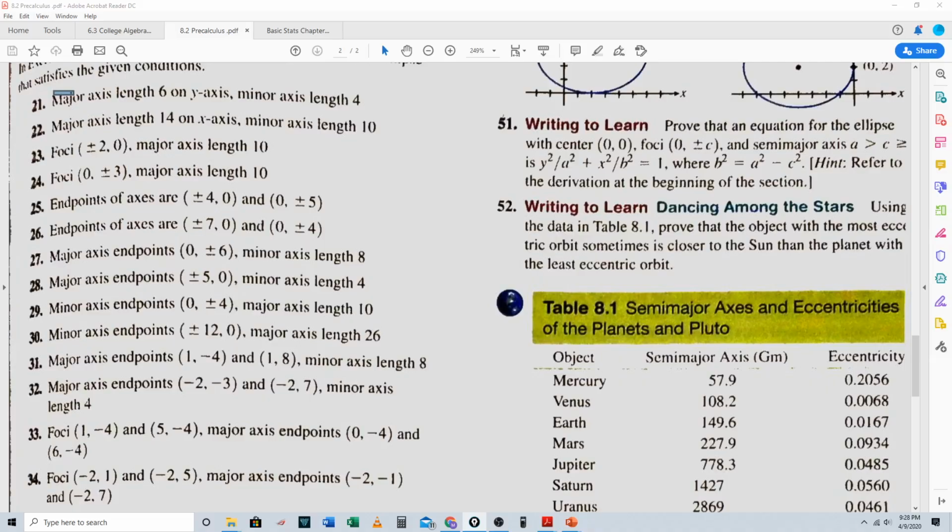24, foci. We're given the foci, which means we're given C, and the major axis length, which means we're given A, so we can find B pretty easily. And we know the center is 0, 0. So the foci is 0 plus or minus 3.